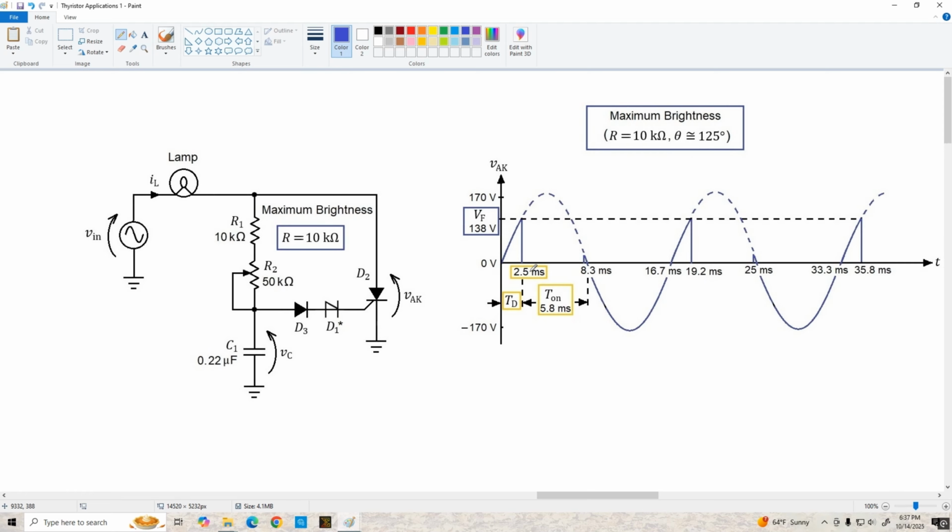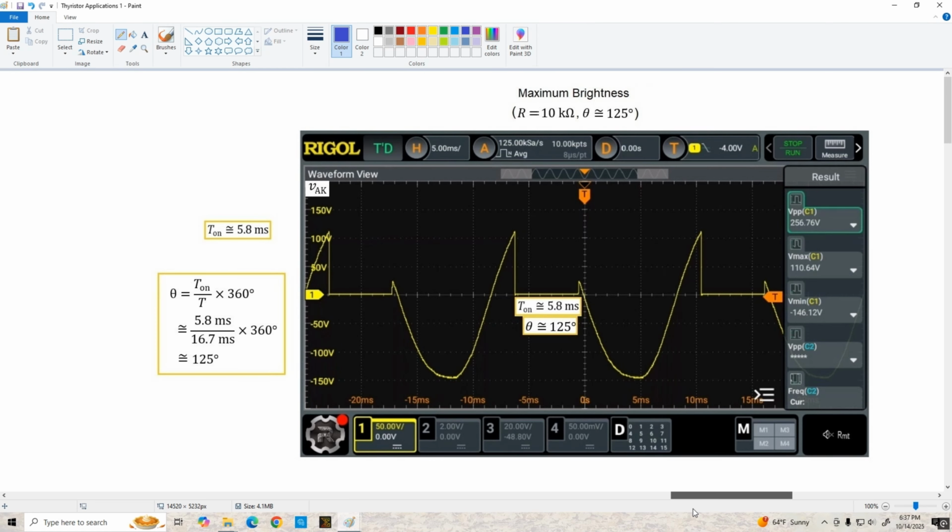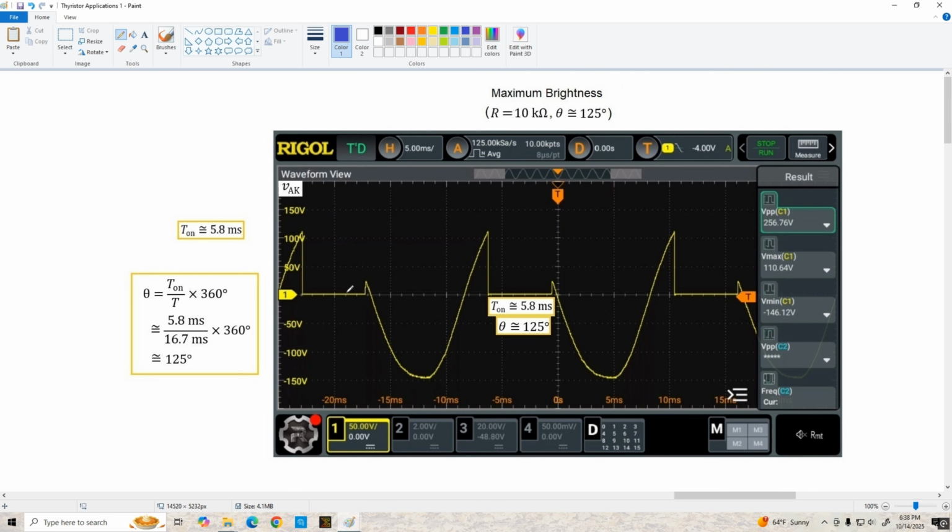Now remember, the values I have listed here are based on a theoretical analysis of this circuit. I did build it and took some measurements, and I want you to remember our T on here is 5.8 milliseconds. So building the circuit, setting the resistance to 10 k ohms, this is the scope display I got for the anode to cathode voltage. And note that we have a T on of 5.8 milliseconds, which is exactly what we calculated. And that gives us a conduction angle of about 125 degrees. So our actual circuit performance is in really close agreement with the theoretical analysis.